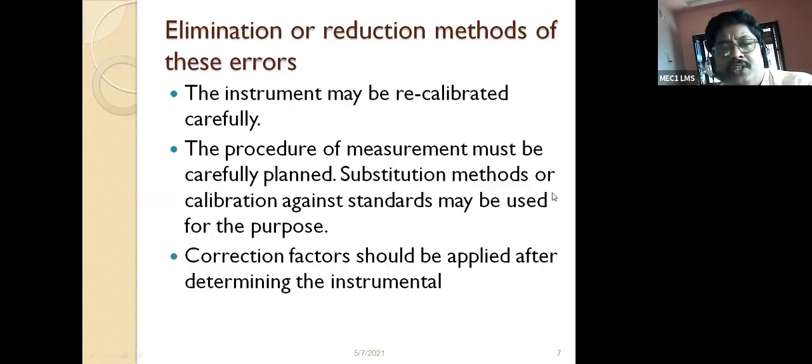And the next, correction factors should be applied after determining. We have to go for correcting them. We have to apply the factors. Correction factors should be applied after determining the instrument error.